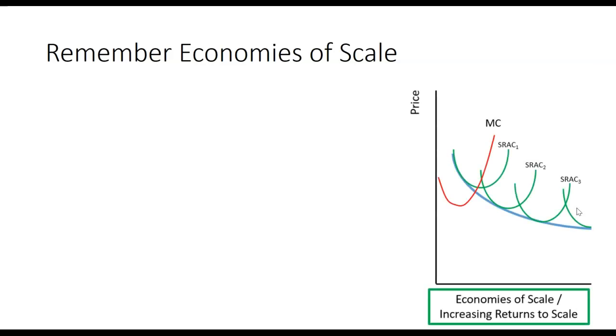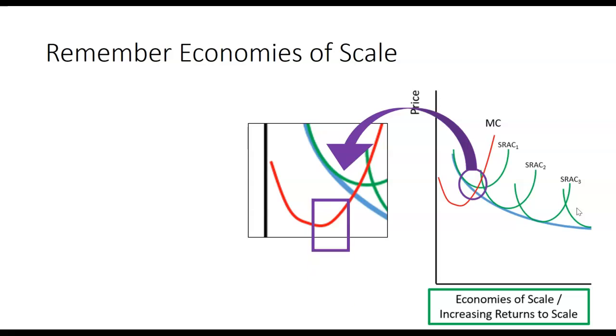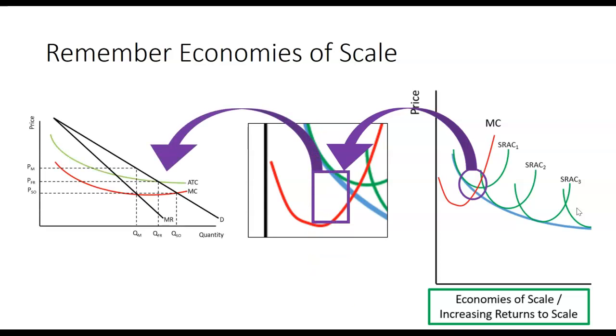So with that said, we take this graph right here, and we zoom in specifically on this little section. And what we see is that this green average total cost curve has not yet been crossed by the marginal cost curve. Hence why over here, we see the green and the red as such. So that's how it looks.